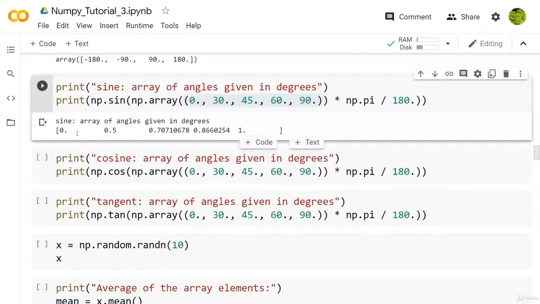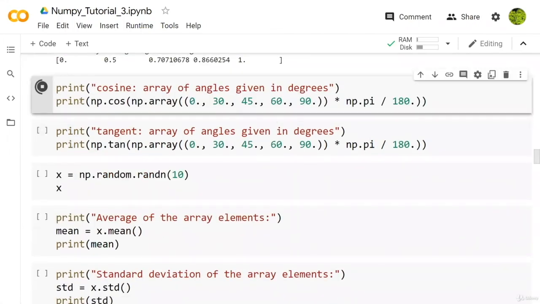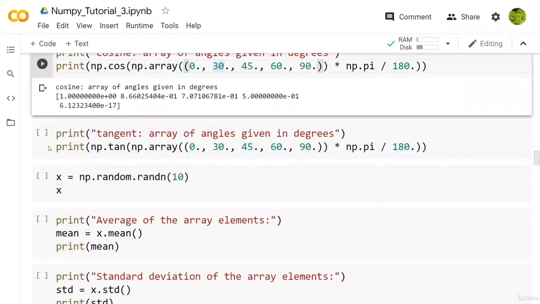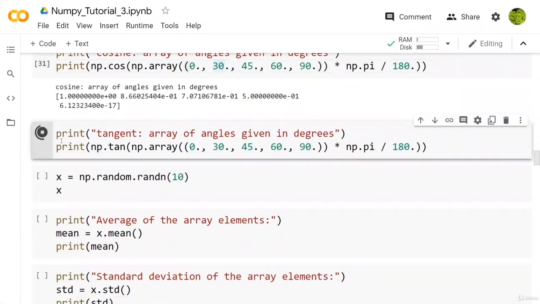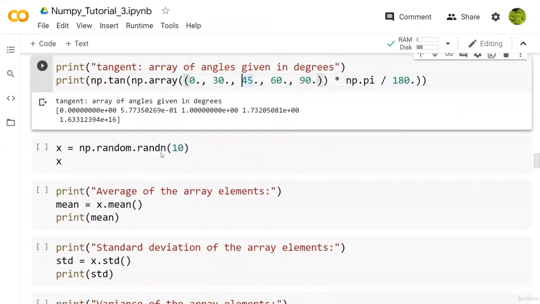Okay, so these are the values created in terms of sine 0, sine 30, sine 45, sine 60, sine 90. You can find out the cosine values also: cosine of 0, cosine of 1, you can find it out. You can find out the tan of 0, tan of 30, tan of 45. This is a trigonometric operation.